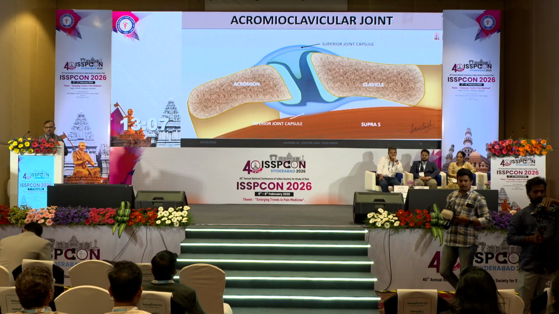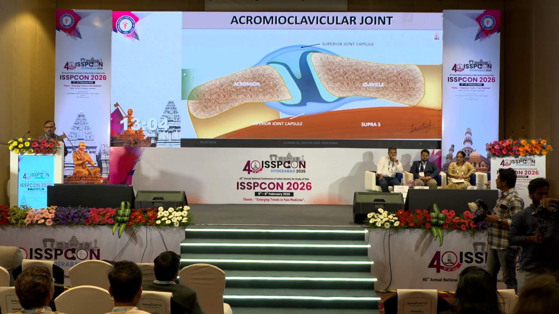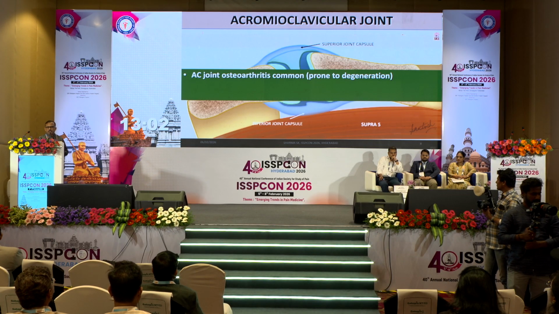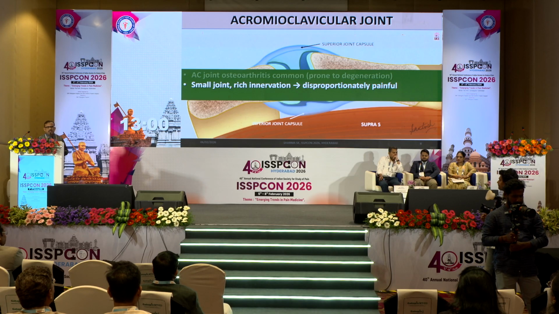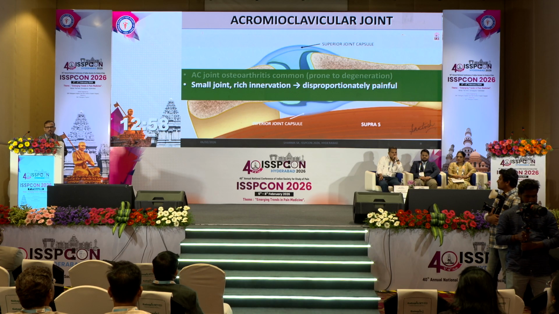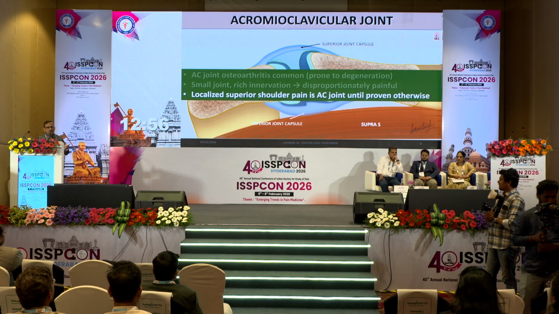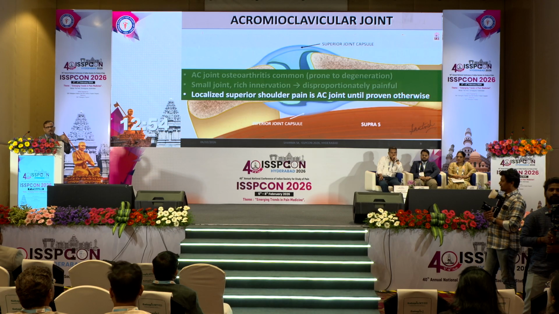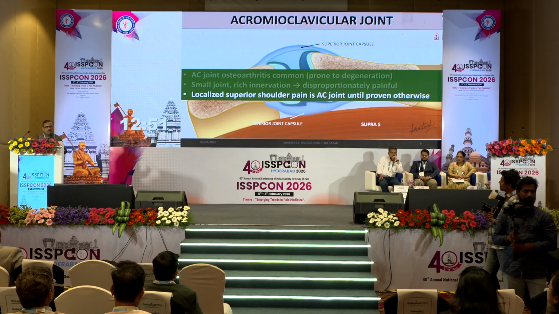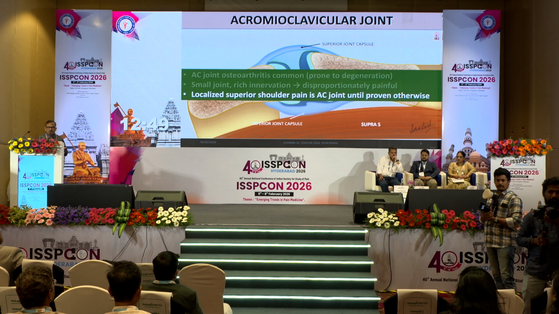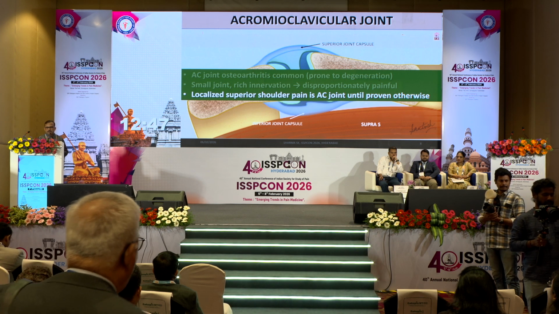Coming to the acromioclavicular joint, it's a small joint, but it's very common and prone to degeneration. It's richly innervated, so there's disproportionate pain. If you want to localize it, it's always on the superior part of the shoulder, and it will be AC joint pain until proven otherwise.